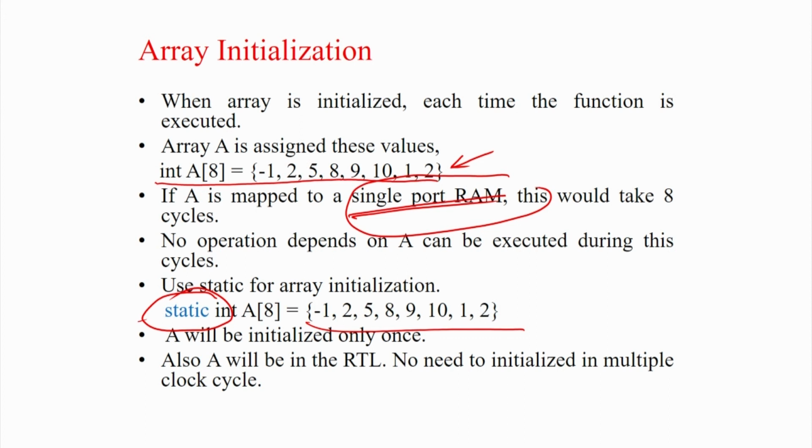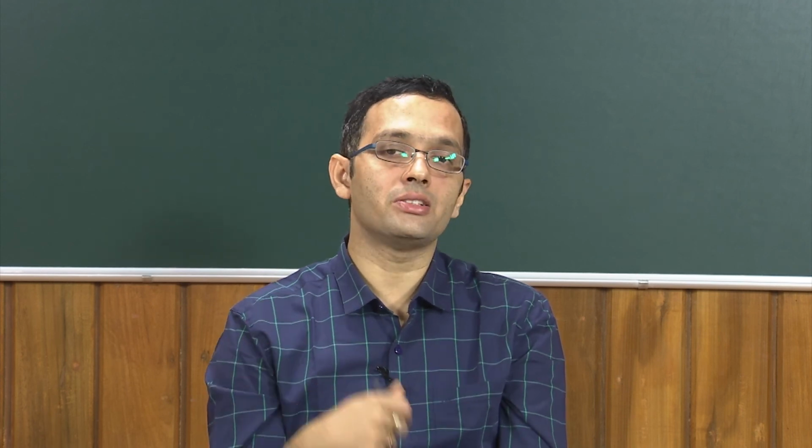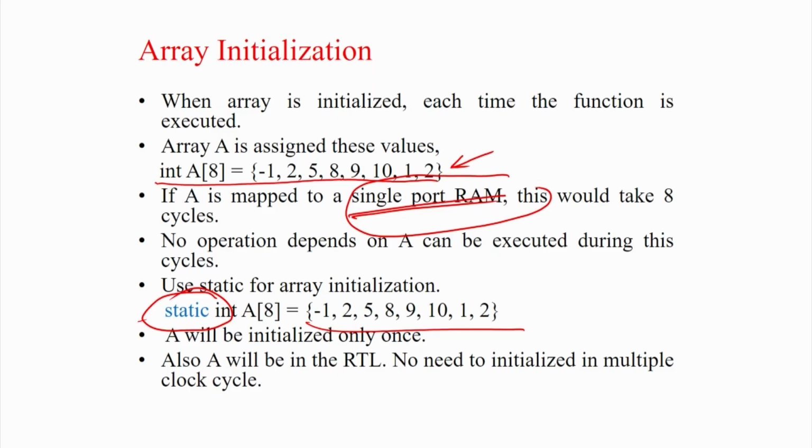So, it will reduce the size; it is not initialized on each call. So, it will save a lot of time. If your design is not going to depend on the initial data, most of the time that initial data is required only for the first iteration, the first call. After that, whenever you call, whatever you computed is used. So, it is better to use static instead of normal initialization, because that is a simple thing, but it will save a lot of latency in your design. Okay. So, this is array initialization, another issue.